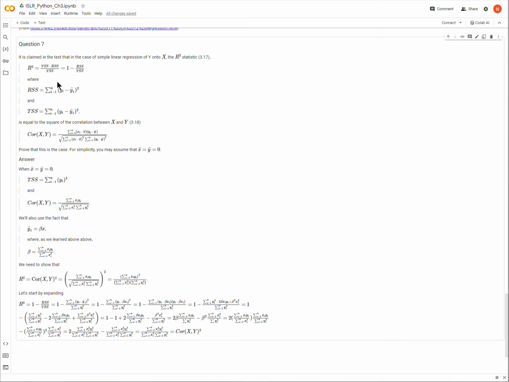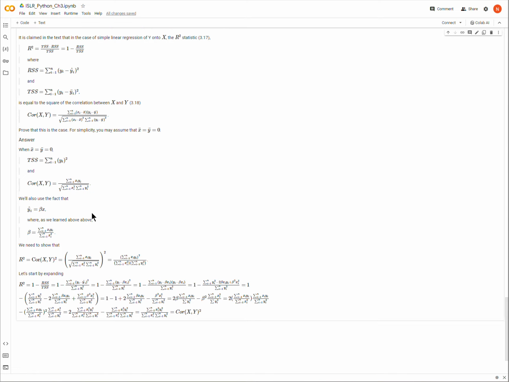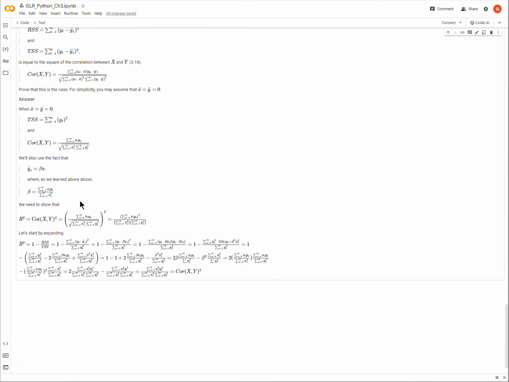Some helpful formulas that will get us going here: RSS is the residual sum of squares, right? Is the sum of the observed values minus the predicted values squared, okay? And the total sum of squares is the sum of the observed value minus the average value squared, okay? So I'm not going to go through the proof step by step in the video, so go to the Colab sheet and you can work your way through this mess here, but I'll show you how I did it.